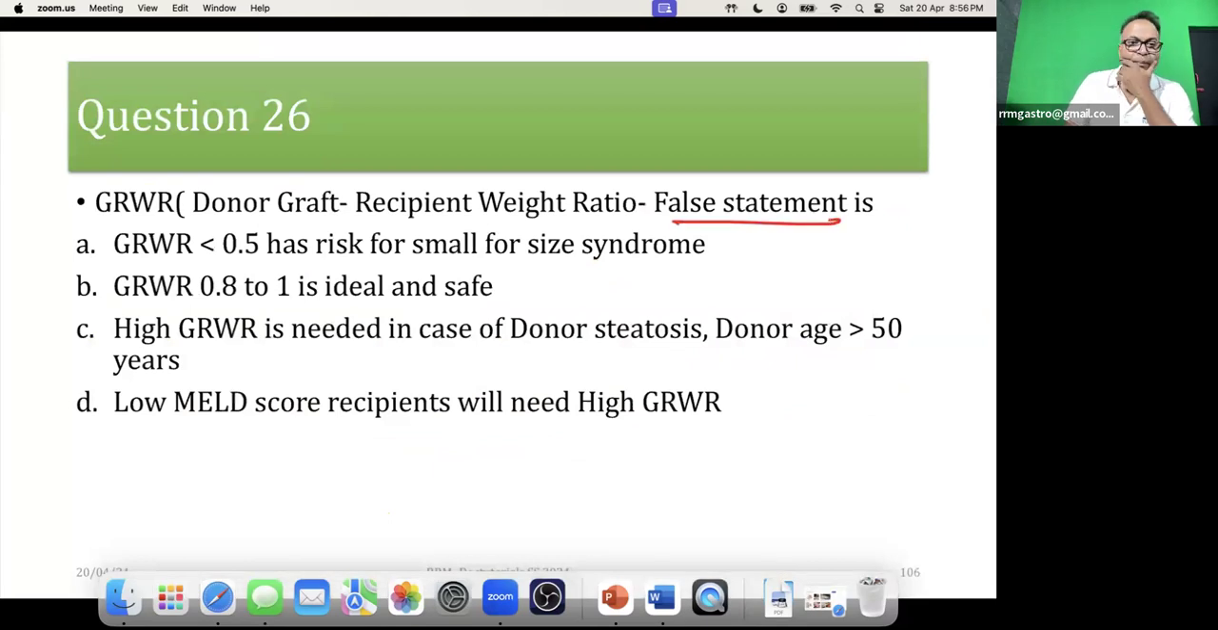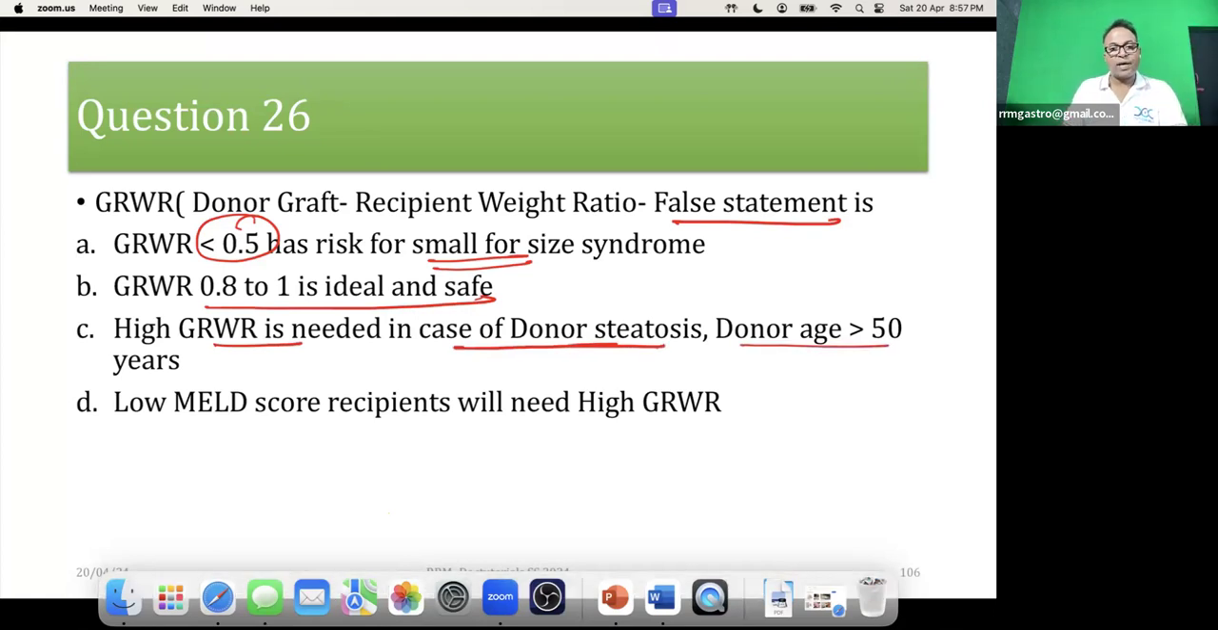GRWR: the false statement is that GRWR less than 0.5 has small for size syndrome. Ideal is 0.8 to 1. High GRWR is needed in case of fatty donor liver, donor age more than 50. We need a high GRWR. Low MELD score recipients will need high GRWR? No, it is high MELD score. Those who are having 40, 44 and all, they will need a bigger liver.